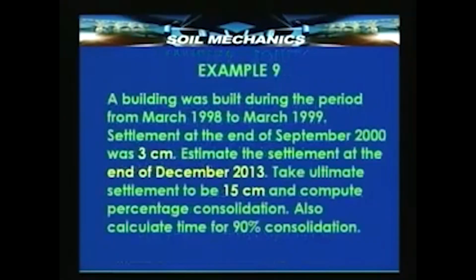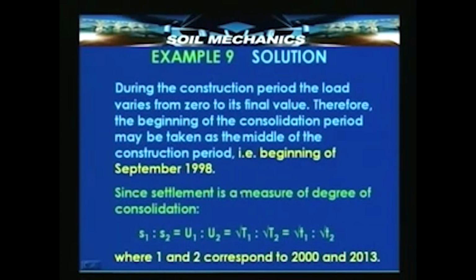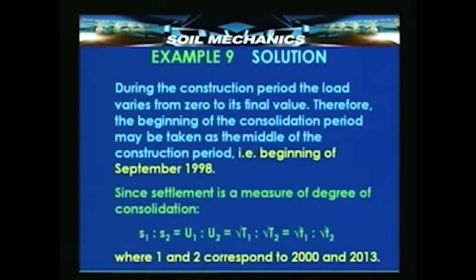Now, what is t by 2? It turns out to be beginning of September 1998, because the construction varies from March 98 to March 99. If beginning of September 98 is the point at which the load application takes place, then it is given that 3 centimeter settlement takes place at the end of September 2000. So, from beginning of September 98 to end of September 2000, 3 centimeter settlement has taken place.